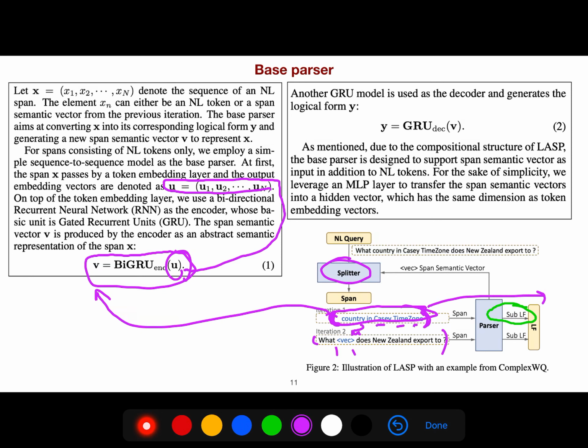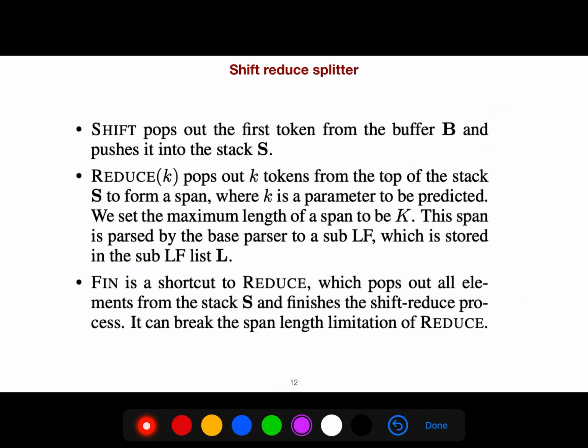sequence to sequence. So this is the encoder of the sequence, and this is the decoder of this sequence-to-sequence model. So if we could do this span splitting, then everything is standard and very easy. So there is no issue. But the idea is this shift-reduce splitter.